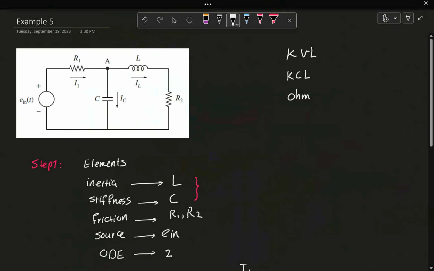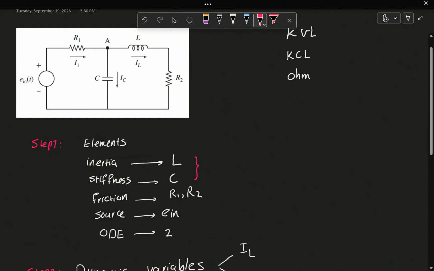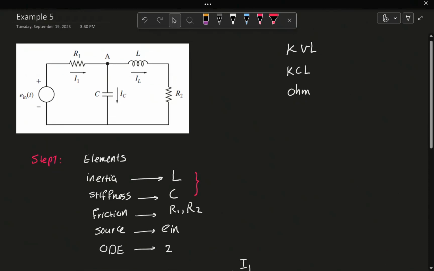Okay, so let's have a broader view, an overview of this problem. First of all, I would like to ask you guys a question. How many KVLs can you write for this problem? Okay, it sounds like you have one loop here, and you have another loop here. Yeah, so in general, you can have 2 KVLs. Yes? How many KCLs can you write? Well, okay, you have one node here and one node here. So in total, you can write 2 KCLs.